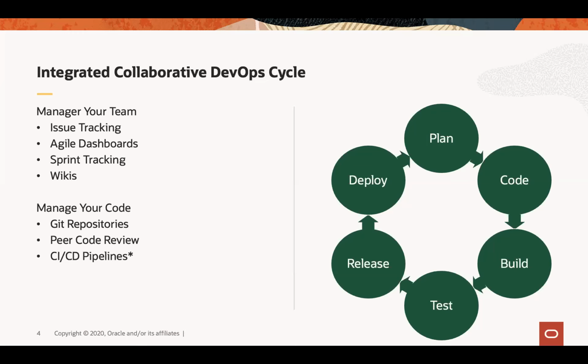And then on the other side, we also manage your code. What we give you there is Git-based repositories to host your code. We allow you to do peer code review on the code over there, give each other feedback on the code, and then automate the whole continuous integration, continuous delivery of your application and continuous deployment through pipelines that basically take your code and deploy them.